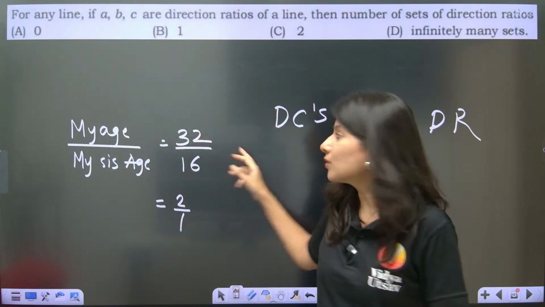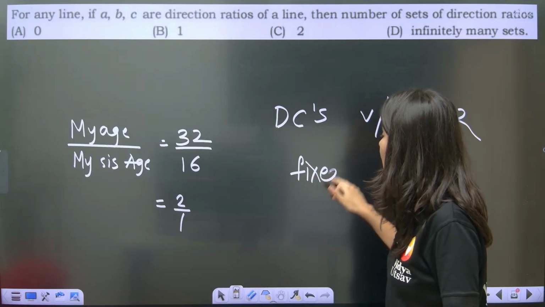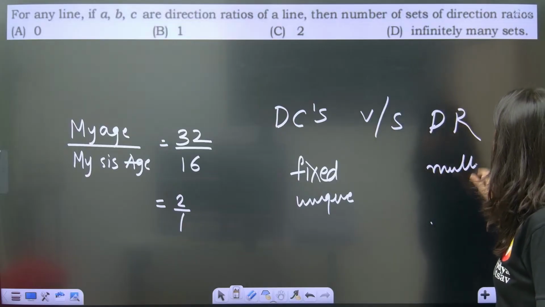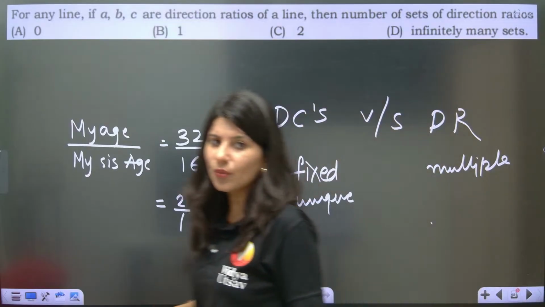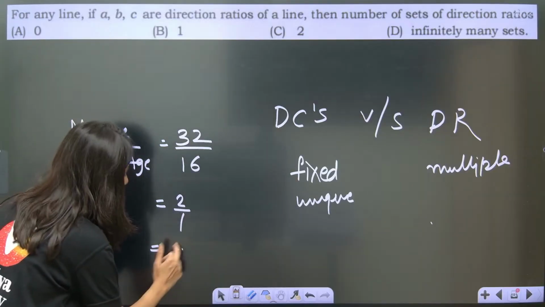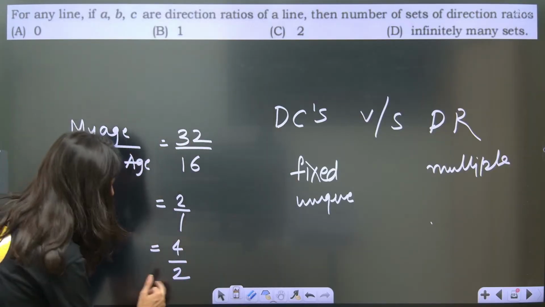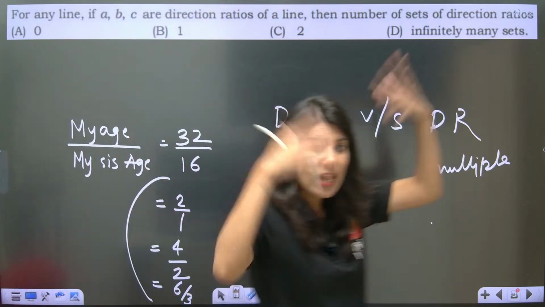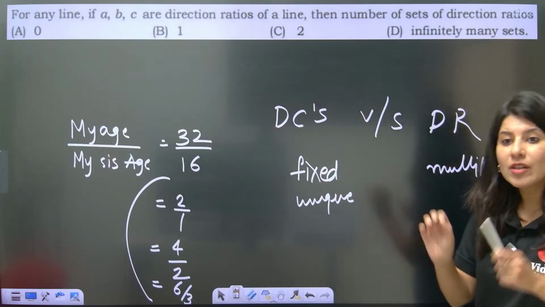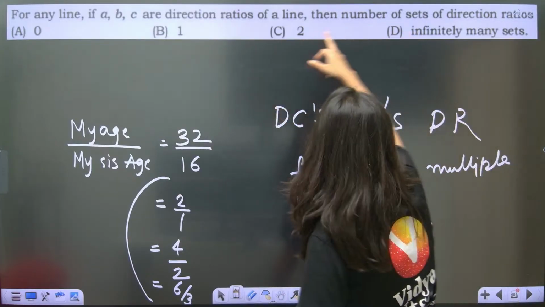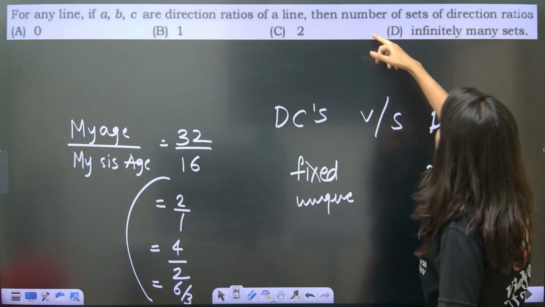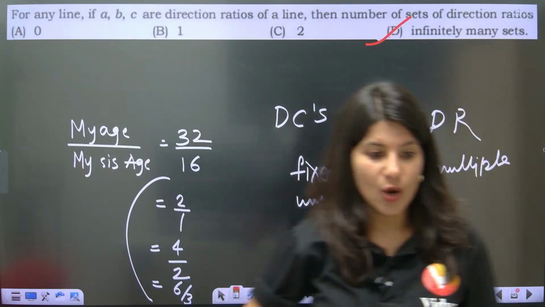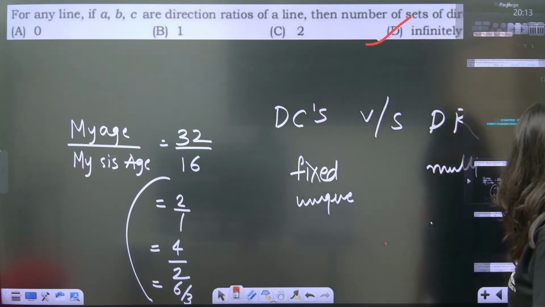And this is the fixed value. So, direction cosines are fixed and unique. But direction ratio can be multiple. Just like this. Now, if I ask you the ratio, so one can say, ma'am, 2:1 is the ratio. Other can say 4:2 can also be the ratio. Other can say 6:3. So, there are multiple ratios. So, direction ratio can be multiple, but direction cosine will be unique. So, understand, if they are asking direction ratio, there would be infinitely many options. Option D, okay, option D.